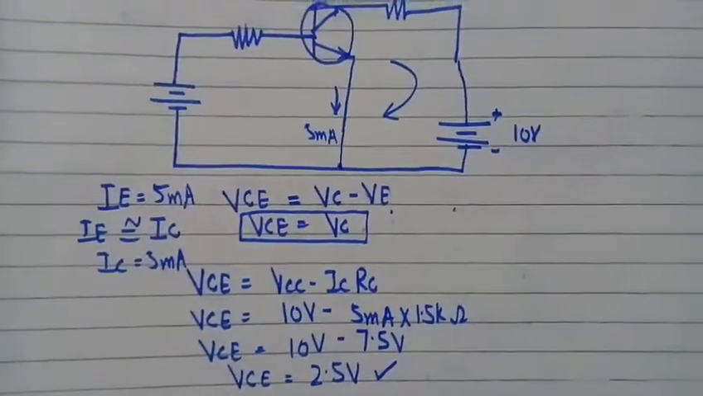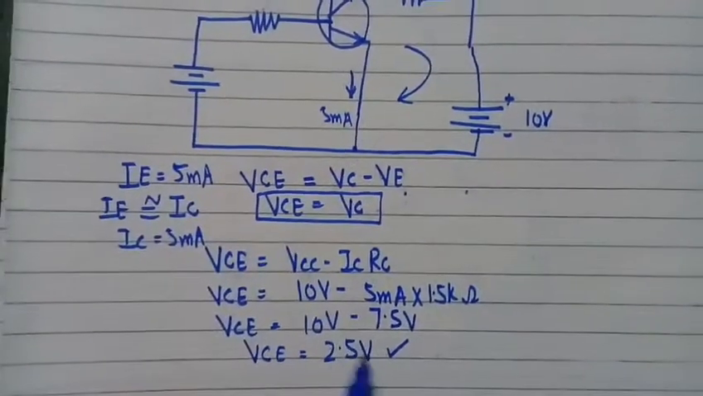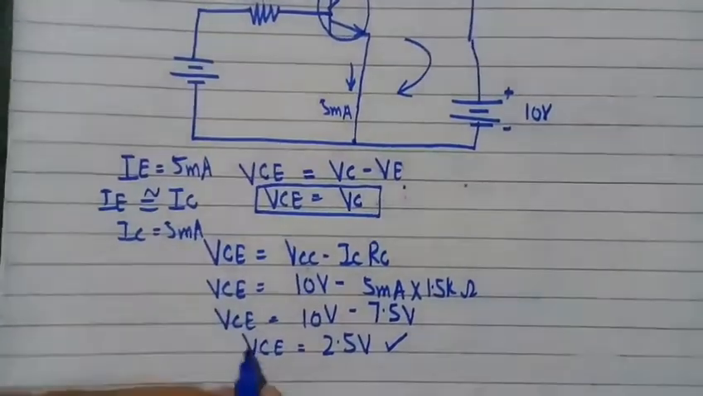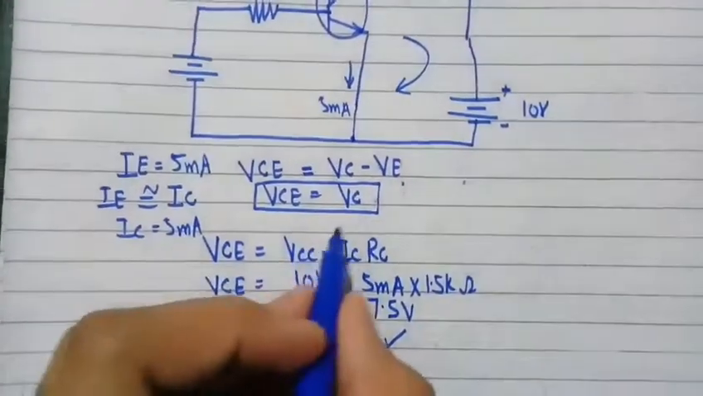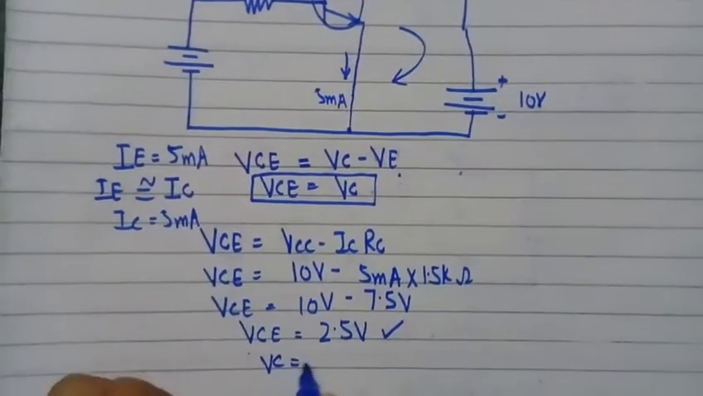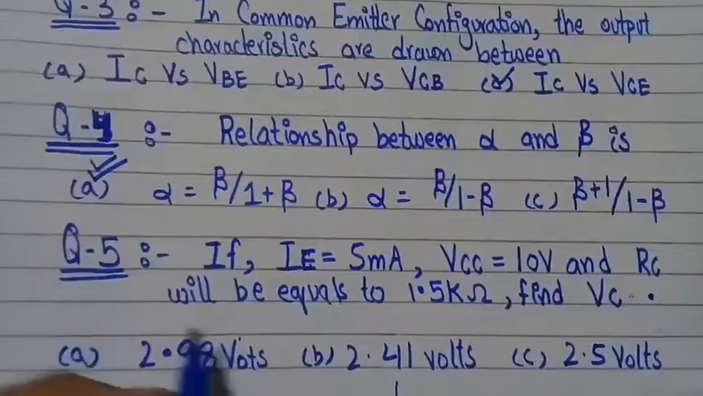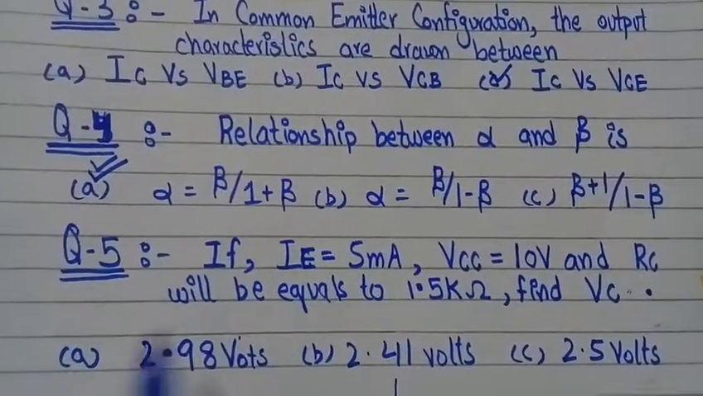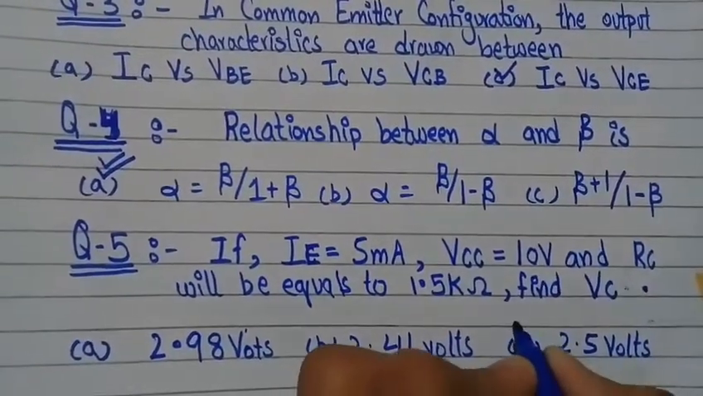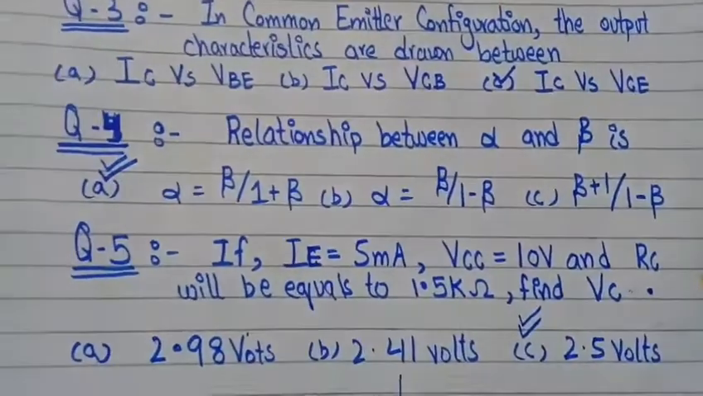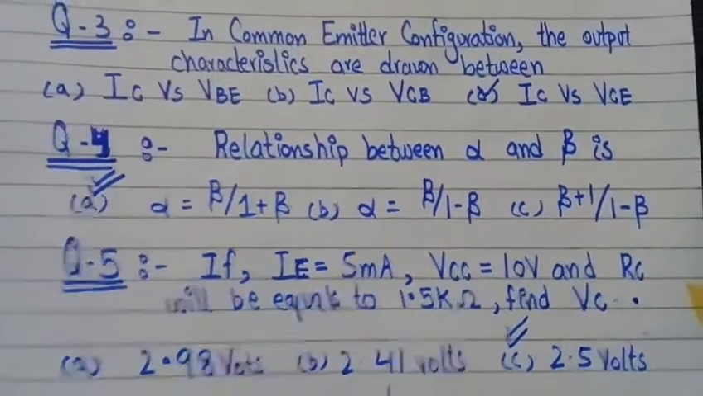So guys, the answer of collector emitter voltage is 2.5 volts, but we will have to find VC. So VCE will be equal to VC, so VC will be equal to 2.5 volts. So guys, this is question number 5 and the answer is 2.5 volts. So guys, that's the end of today's quiz.